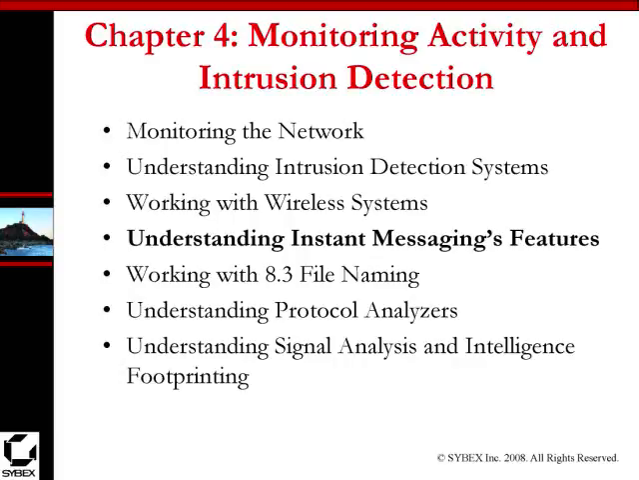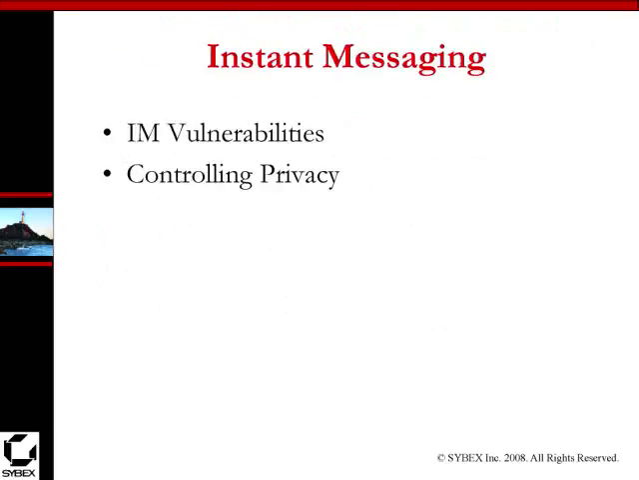The last section in this chapter is entitled Understanding Instant Messaging's Features. And actually, this is kind of a collection of what I consider kind of random information. Instant messaging is usually a wireless type of communication. One of the things that they talk about in this section is that you can pretty much do a denial of service attack on a given recipient just by flooding them with instant messages.